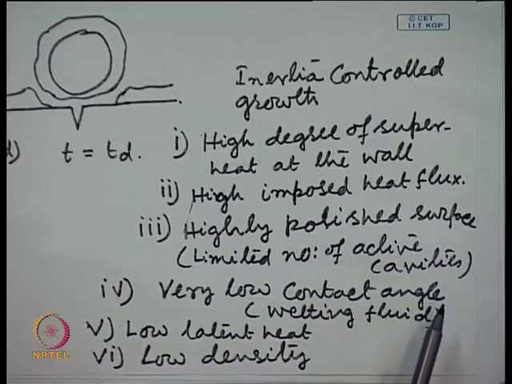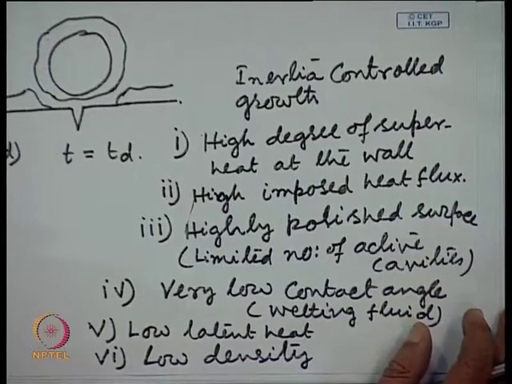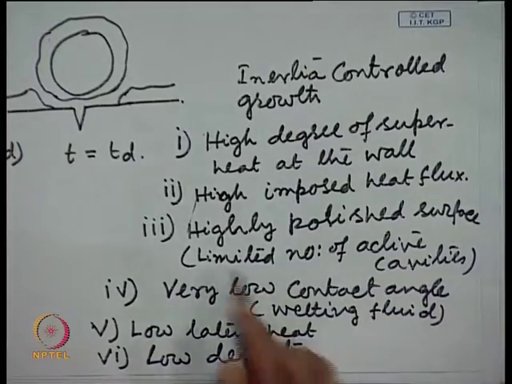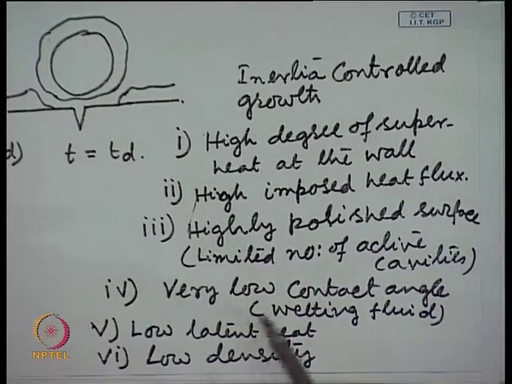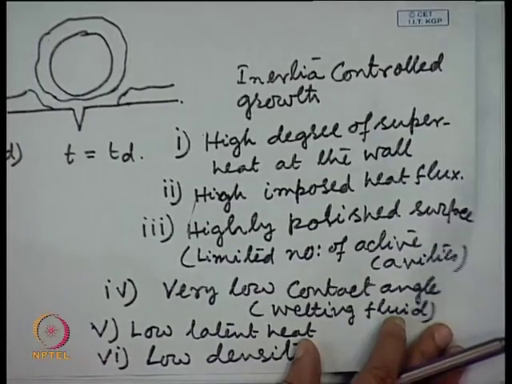Very low contact angle has the same implication, and the last two, low latent heat and low density, mean that vapor generation is much easier. So, vapor growth will be much faster. Now, the first 4 points give a high degree of superheat during the wetting period, and the last 2 points give a faster growth of vapor bubble. So, when there is a combination of these two, then we will have inertia controlled growth. The reverse is true for heat transfer controlled growth.